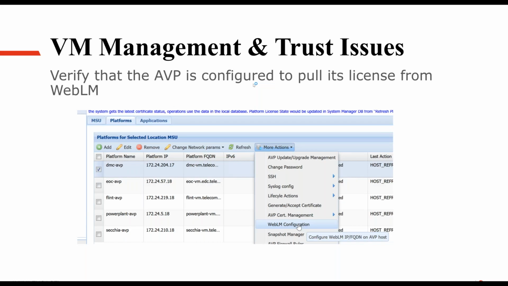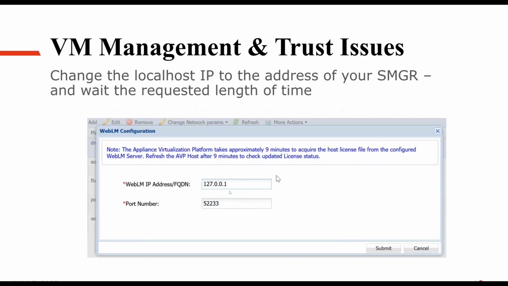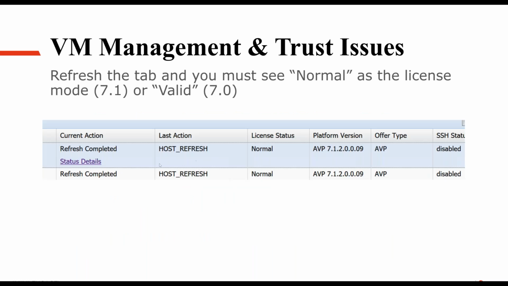The last step you would need once the AVP is showing up in VM management is to configure the AVP to make sure that it's communicating with WebLM. So in this case, you would choose your AVP, click on More Actions, and click WebLM configuration. You'll get a pop-up that, if unconfigured, is just going to show your local host. But this would be the IP address of your System Manager. And you really do need to wait several minutes for it to update. Once that's done, you should see the license status change in VM management to show normal.